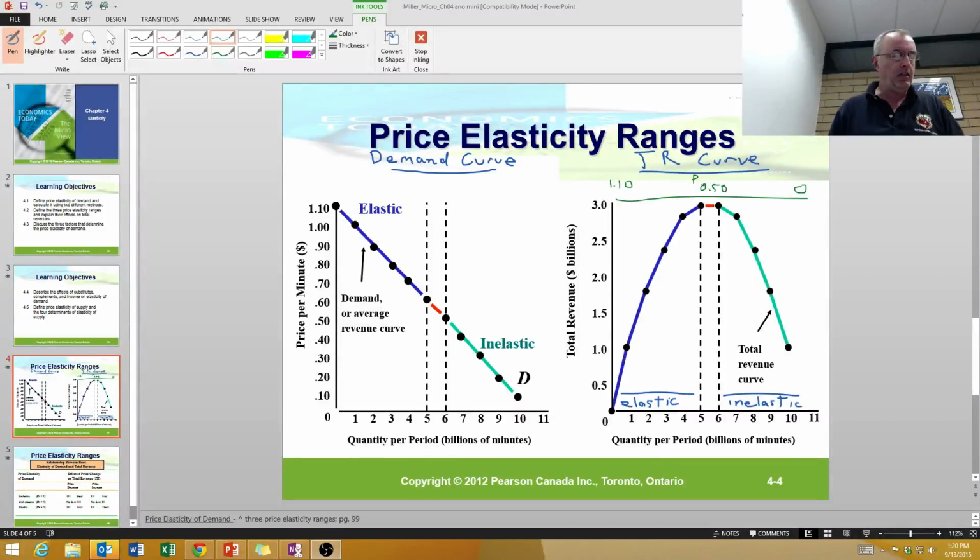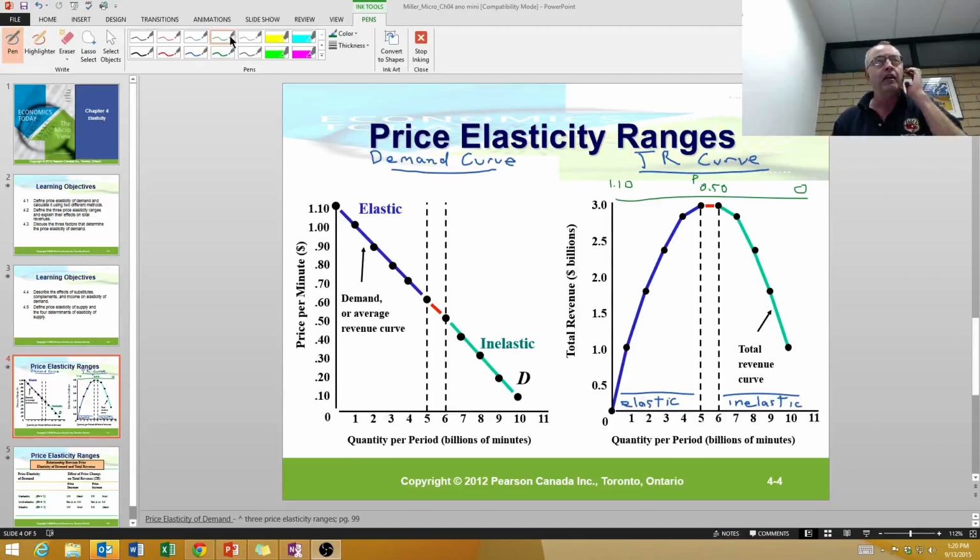Hi, everybody. I thought I would do a brief supplement to Chapter 4 because I had a bit of a brain freeze yesterday going over this total revenue curve. And when I thought about it a bit more, there's an intuitive alternative way of looking at it. So I thought I'd try to share that with you in case that's any help to you.